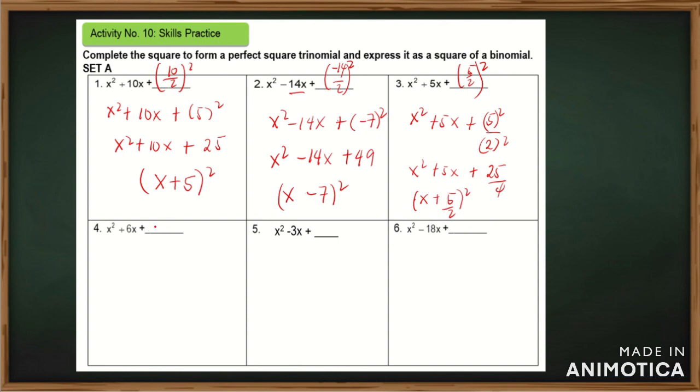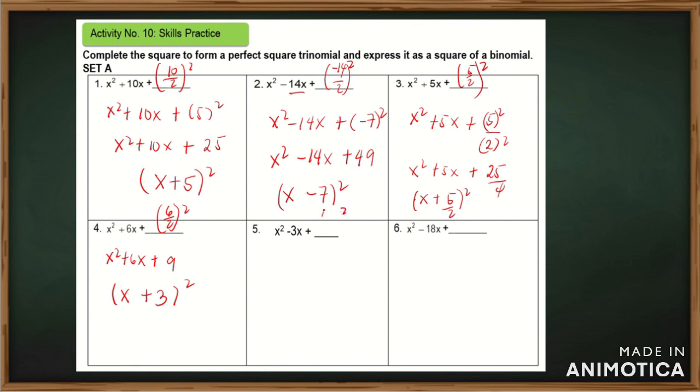And then for item number 4, okay, let us shorten the process by doing this part mentally, so that when we move on to the completing the square method, we'll have a shorter process. So you have x squared plus 6x plus, okay, 6 divided by 2 squared. So you have now x squared plus 6x plus 6 divided by 2 is 3, and 3 squared is equal to 9. And then express it as a square of a binomial. Get the square root of x squared, and that is x. Then get half of 6, and that is equal to 3.